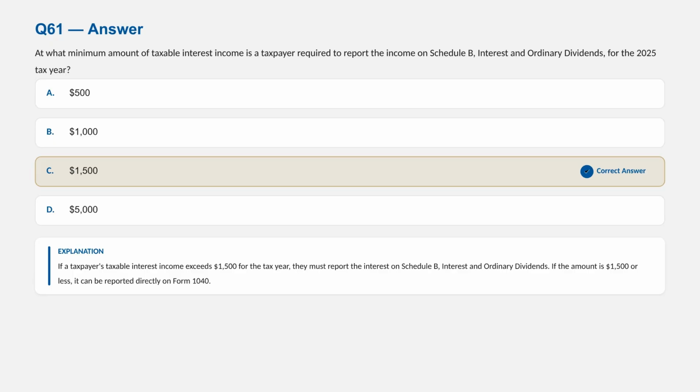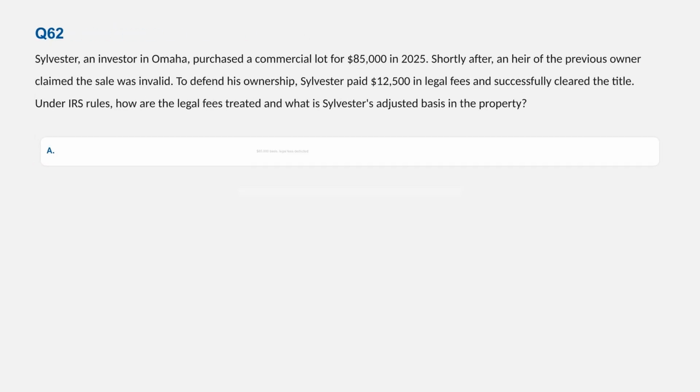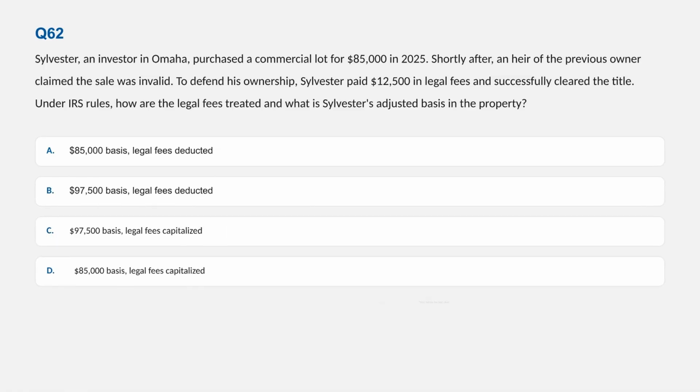Great. Now let's move to our next question. Alright, let's move to question 62. Sylvester, an investor in Omaha, purchased a commercial lot for $85,000 in 2025. Shortly after, an heir of the previous owner claimed the sale was invalid. To defend his ownership, Sylvester paid $12,500 in legal fees and successfully cleared the title. Under IRS rules, how are the legal fees treated and what is Sylvester's adjusted basis in the property?